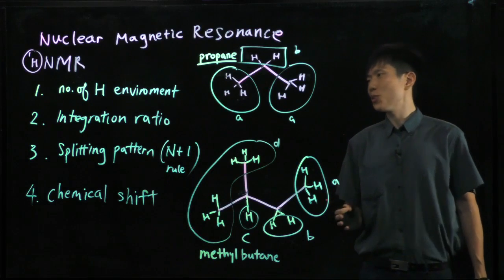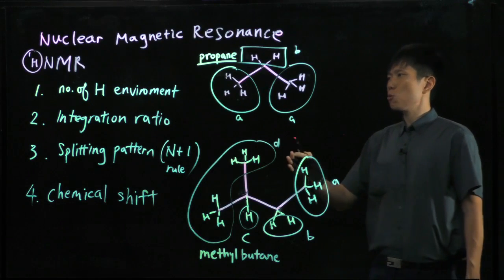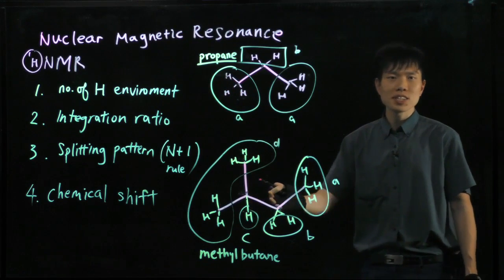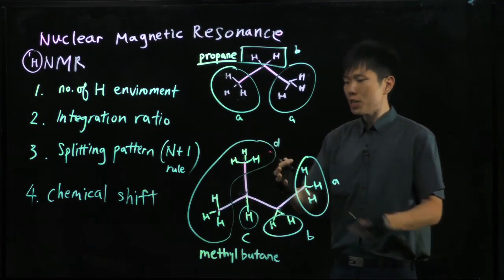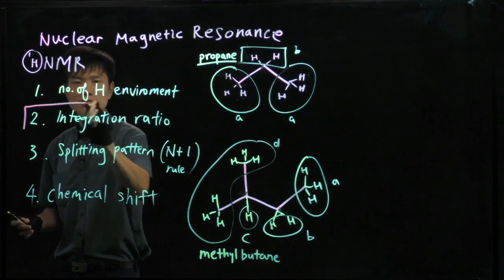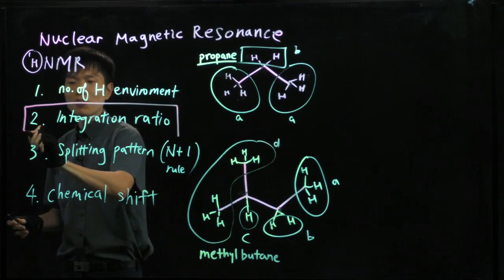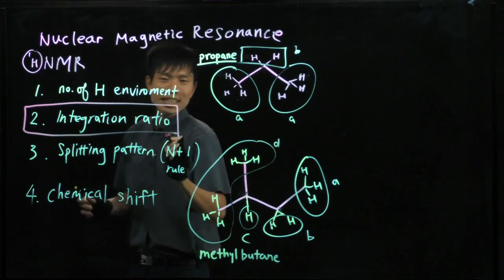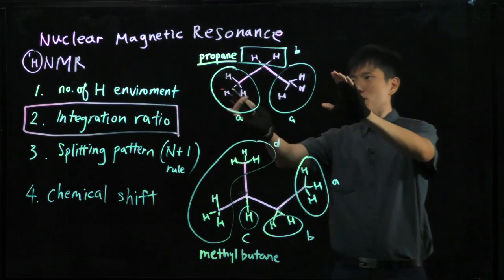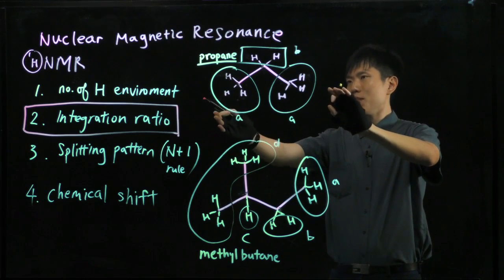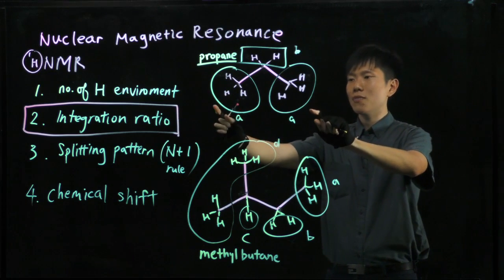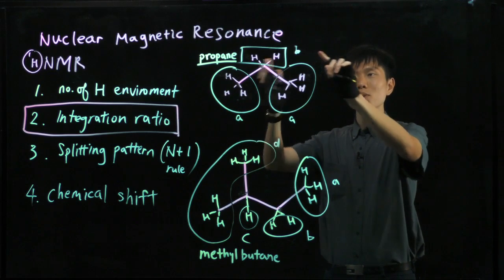So in the previous video, we looked at how to determine the number of environments of hydrogen in molecules like this, given a skeleton structure. So now we look into the second point, which is the integration ratio. This also gives you a lot of information to determine what the unknown molecule is. Now back to here, we have determined that there are two different environments of protons, environment A and environment B.